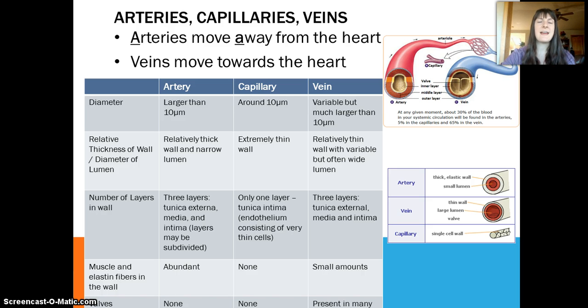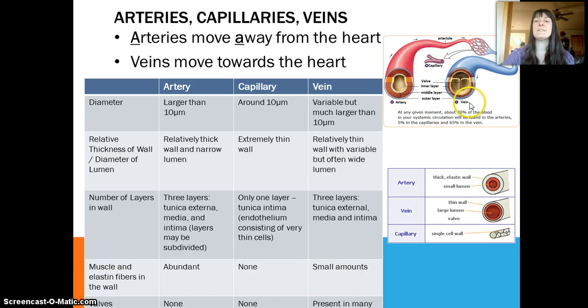To begin with, we need to have some vessels. So the vessels are going to be the roads, highway system within our body. Arteries are always going to move things away from the heart. I remember that because they both start with A. And veins are always going to move things towards the heart. And then capillaries are the tiny, tiny vessels that connect those two.